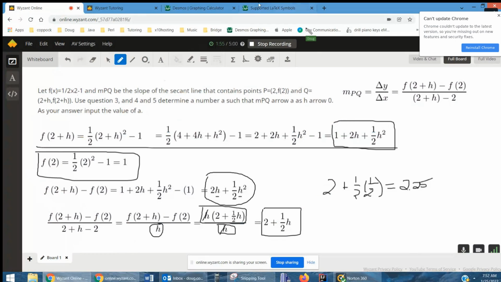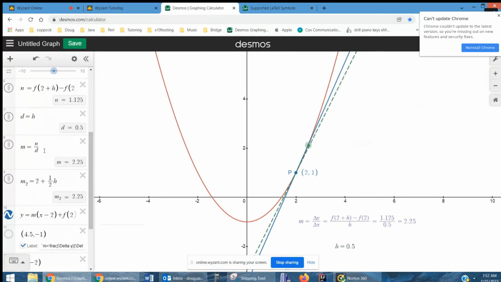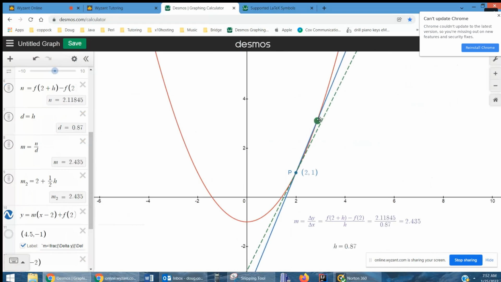Okay, now let's go to Desmos and see exactly what's happening here. I'm going to hide this part of the graph. Move this over here. And this point right here is allowing you to see the slope of a secant line from P to Q. And this moving point is Q. This blue line is the secant line. The dotted green line is the tangent line.